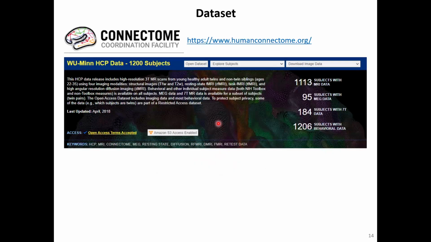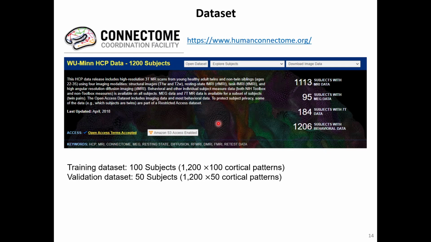Once we built this VAE model, we tested and trained it using the HCP dataset. Probably you have heard about it. This HCP dataset has a lot of BOLD signal or functional MRI data from more than 1,200 subjects. Among them, we used 100 subjects' data, where each subject has 1,200 time points of fMRI data. And then we used a validation data set of 50 subjects, so we determined the optimal hyperparameters of the VAE models.